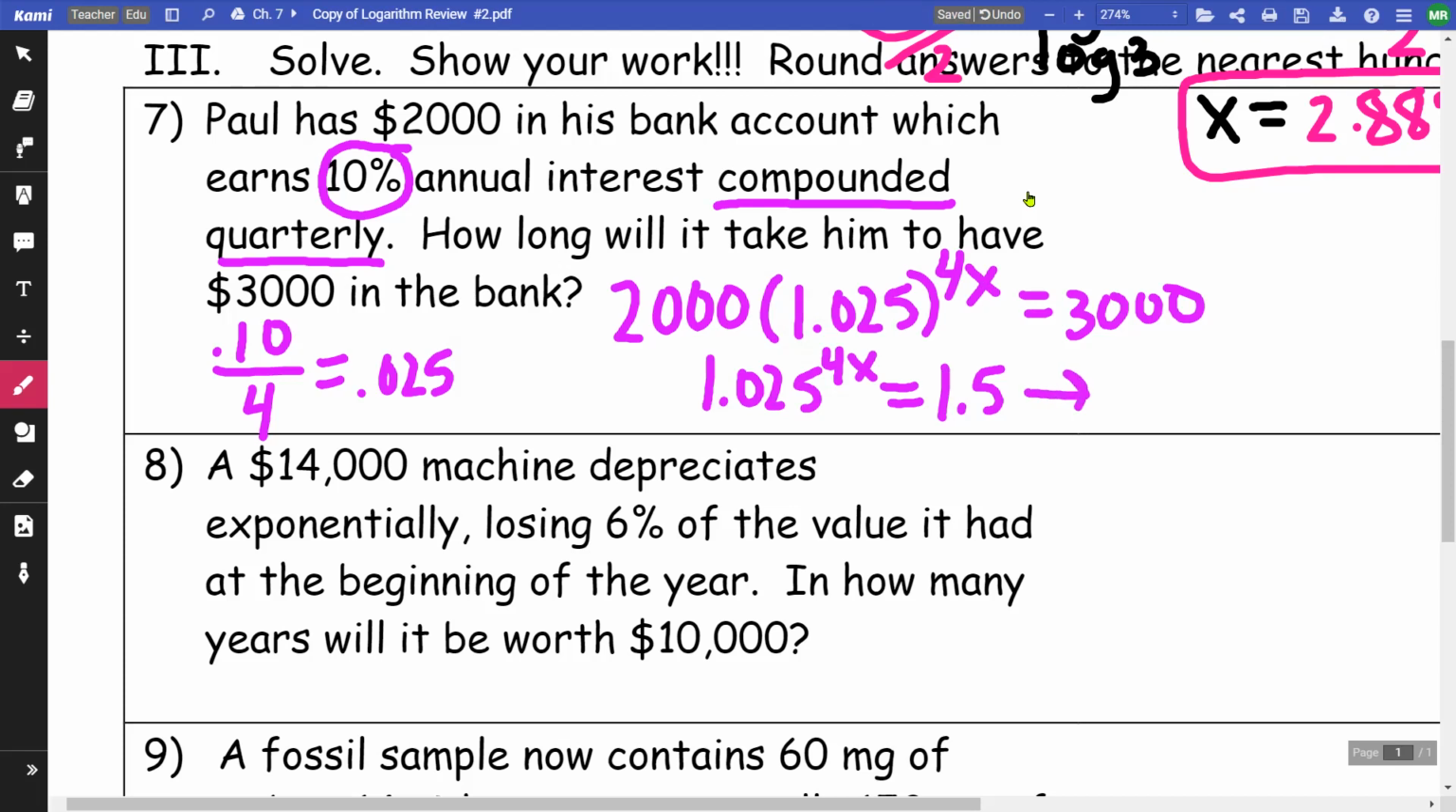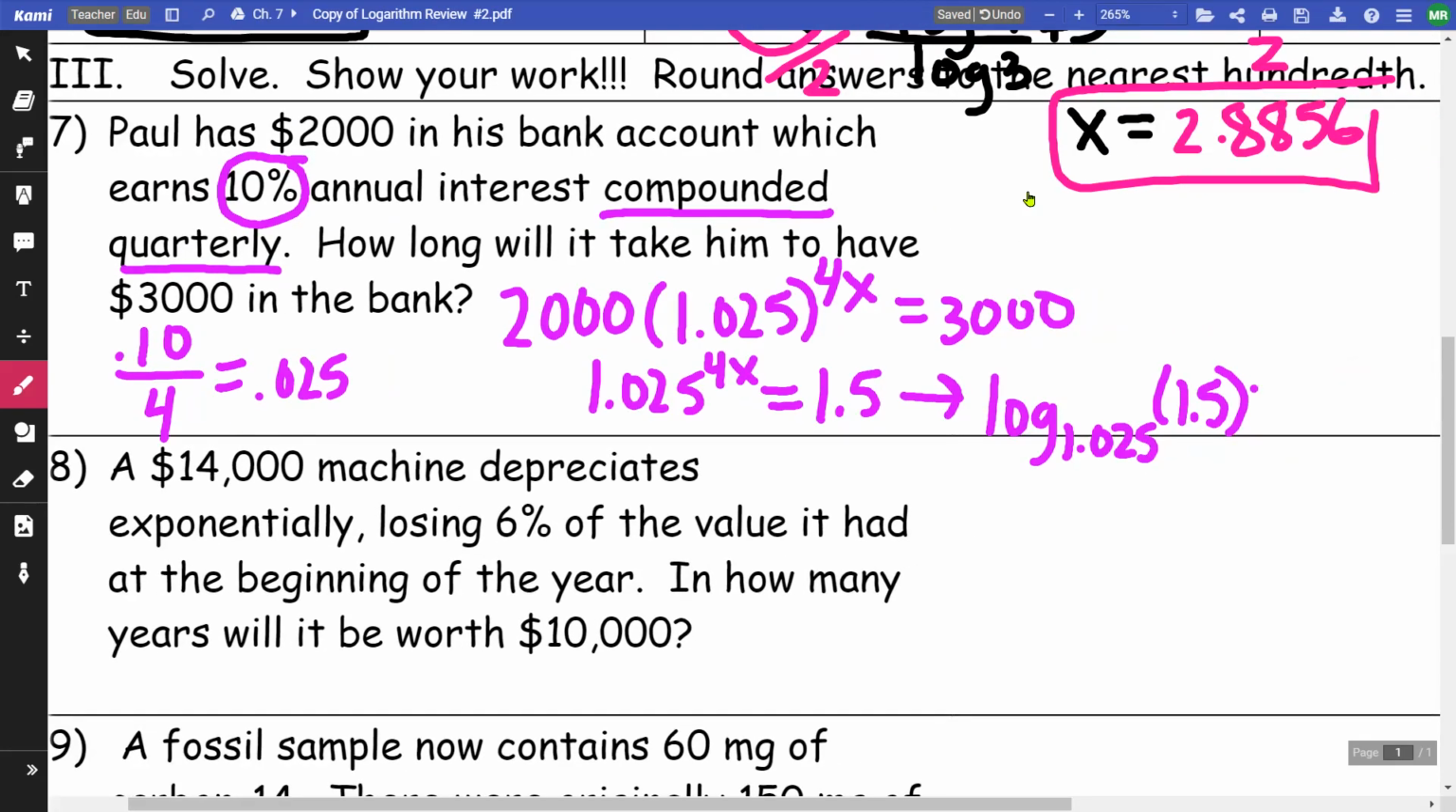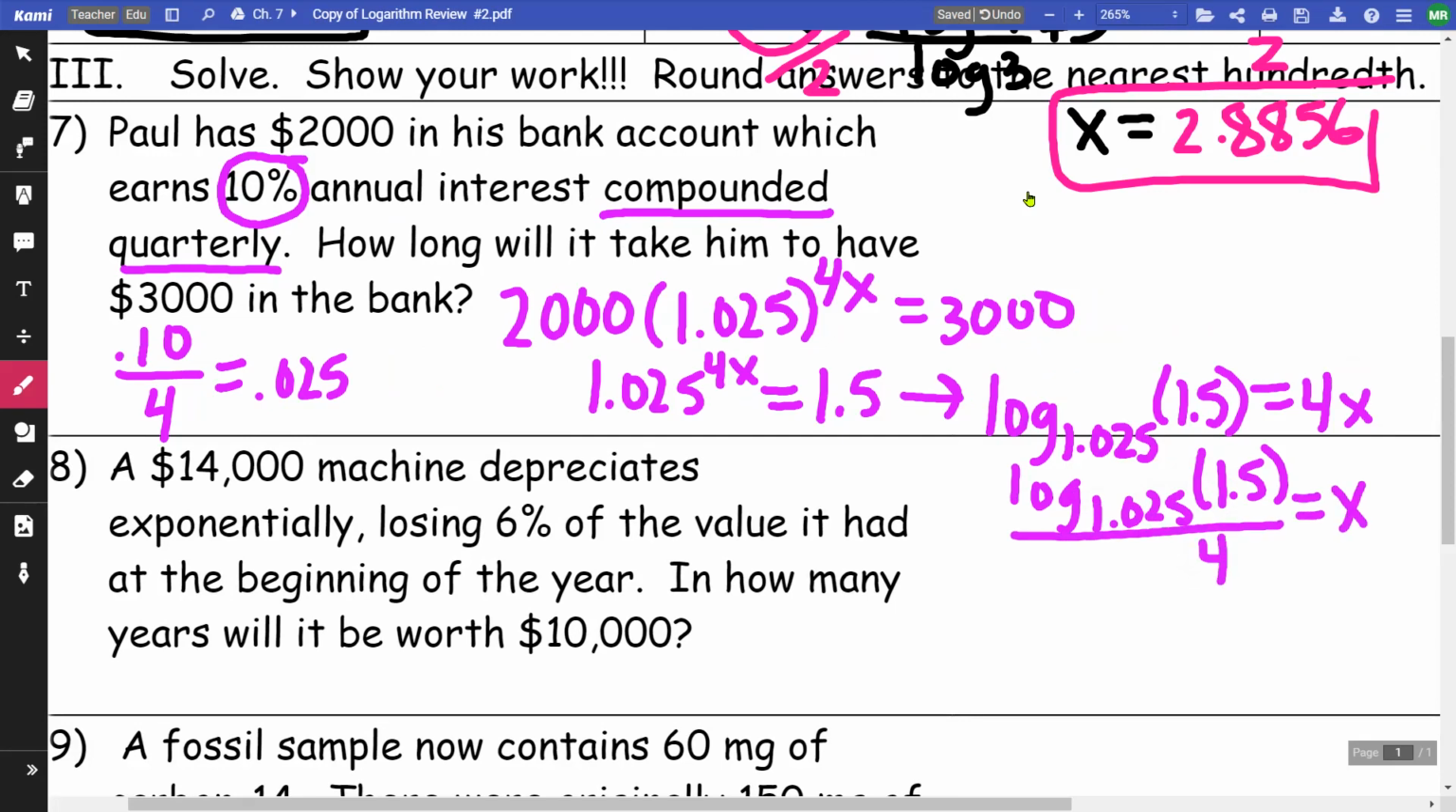What I'm going to do is rewrite this in logarithmic form. So this is going to be log base 1.025 of 1.5 is equal to 4x. And then I am going to take log base 1.025 of 1.5, divide it by 4 to get my answer.